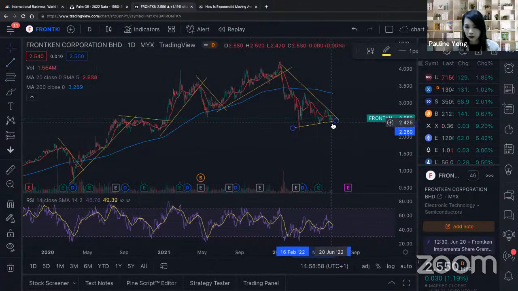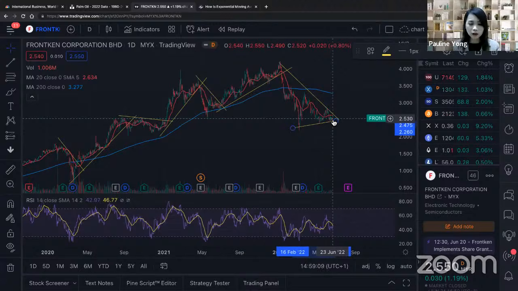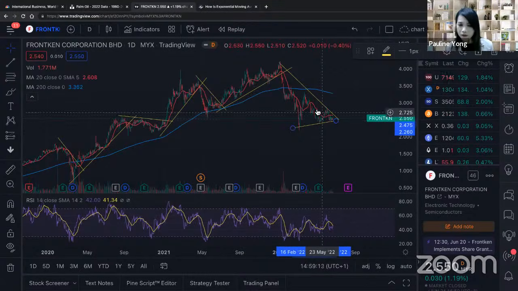When it breaks below this 240, it goes down. If it breaks above this 266, it will go up. So you now can't do much. You just wait for that breakout. Actually it's a symmetrical triangle. It's actually 50-50. There's a 50% chance that it will go up, and a 50% chance that it will go down.